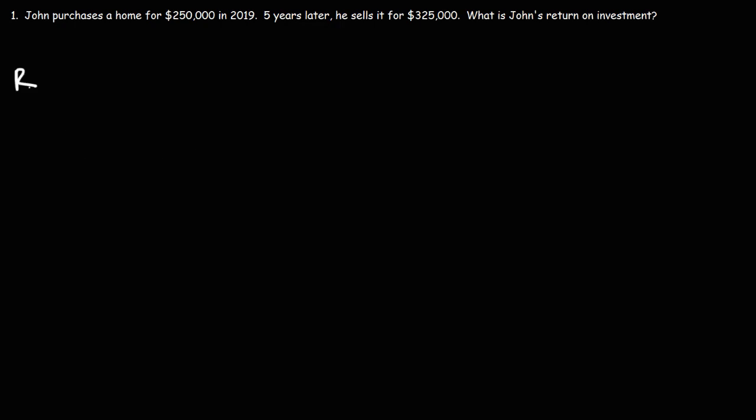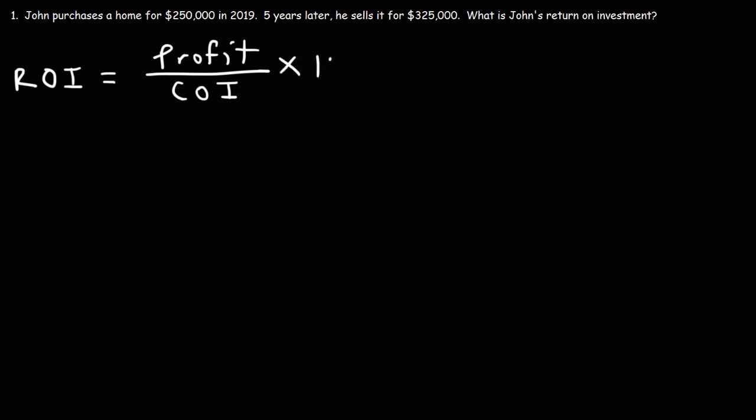To calculate the ROI, or the return on investment, it's equal to the profit divided by the cost of the investment. And the profit is equal to the current value of the investment minus the cost of the investment. So I'm just going to write that here. P, the profit, is equal to the current value minus the cost of the investment. So let's calculate the profit first.